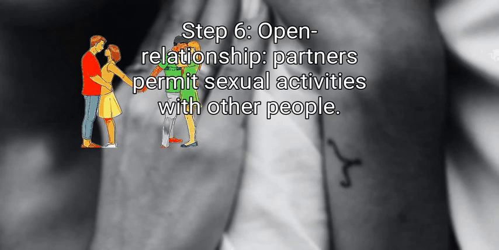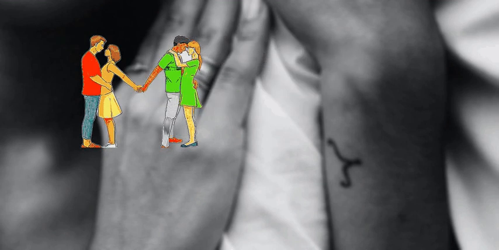Step 6. Open relationship. Partners permit sexual activities with other people. This is an umbrella term for non-monogamous relationships. There's no strict definition of an open relationship, as it depends on the people involved. Being open can mean anything from only having threesomes with each other and a third person, to placing no restrictions on sex whatsoever. Since this term is very flexible, an open relationship could take on any form, including polyamory, swinging, being monogamish, and so on.